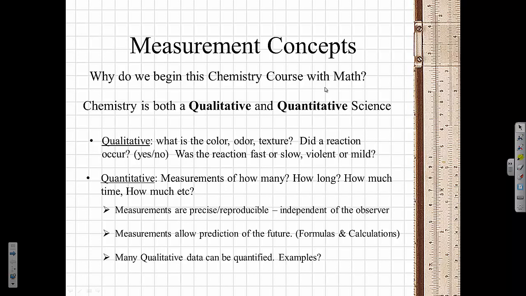Most of those qualitative measurements can be quantified. So down here, many qualitative data can be quantified. So color, we can talk about the wavelength of light. Odor, we don't really have a good way of quantitating that yet. But certainly was a reaction fast or slow, we're measuring time. So we can measure how much product was produced per unit time, that sort of thing. In any event, quantitative measurements require numbers. So we have to be able to deal with numbers, and so there's, at least in the first unit here, quite a bit of math.